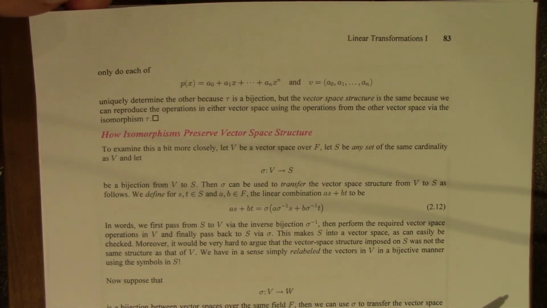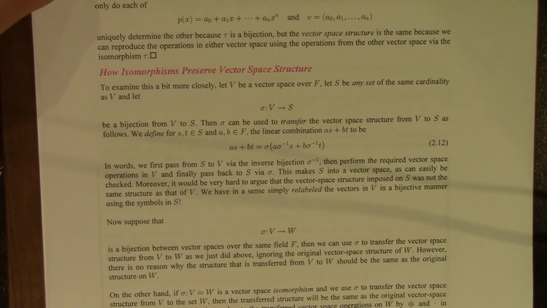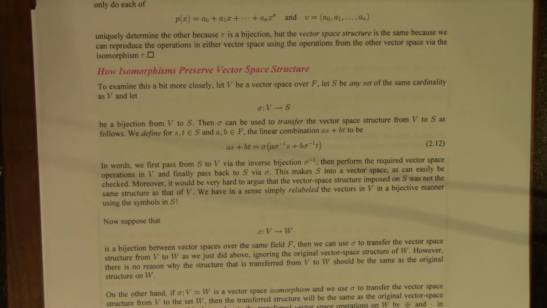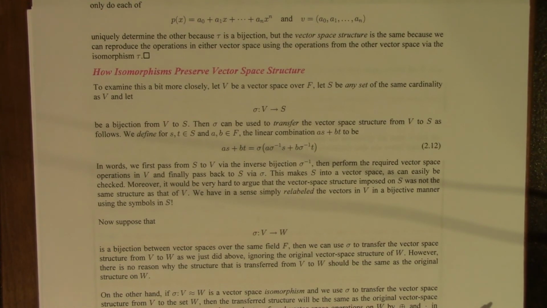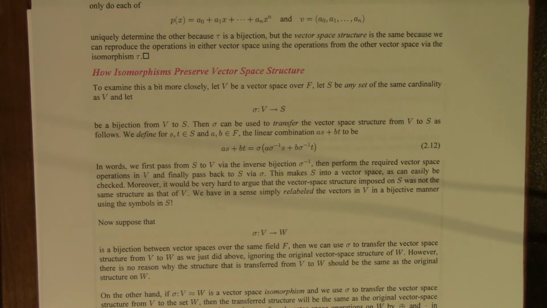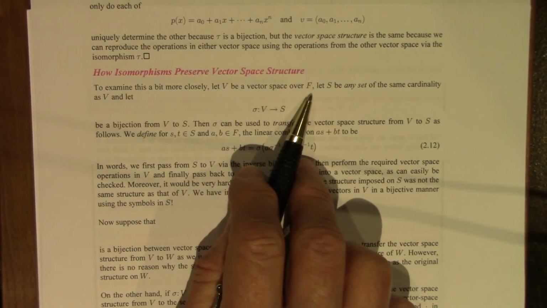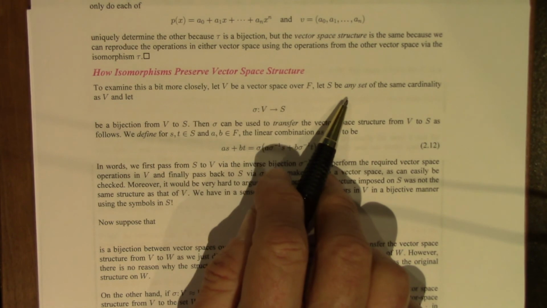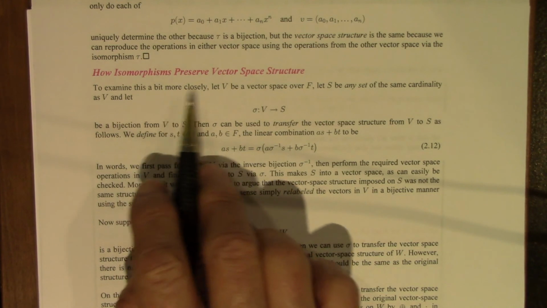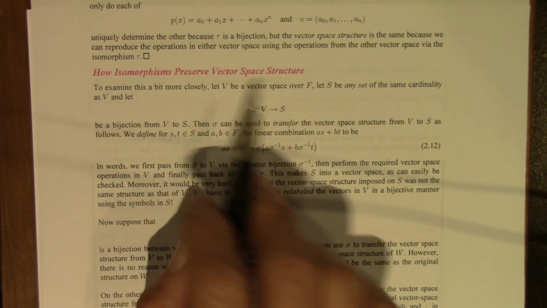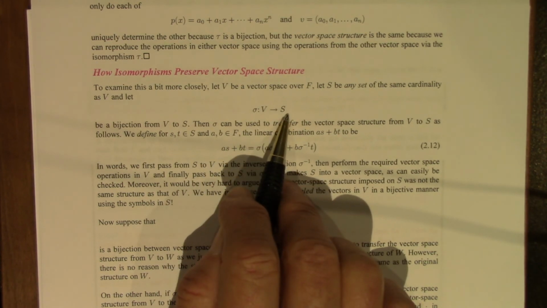So let's take a closer look at this idea of how an isomorphism actually preserves vector space structure. Let V be a vector space over a field F, and let S be any set whatsoever, but that has the same cardinality as V. So there is a bijection sigma from V to S.